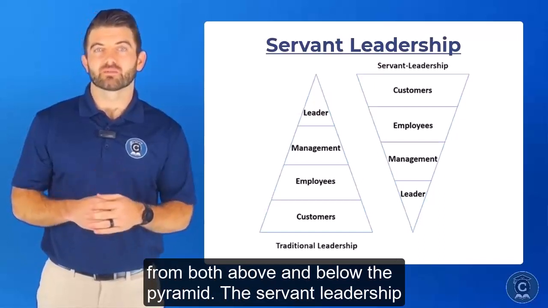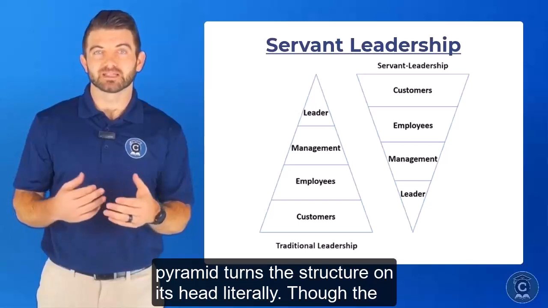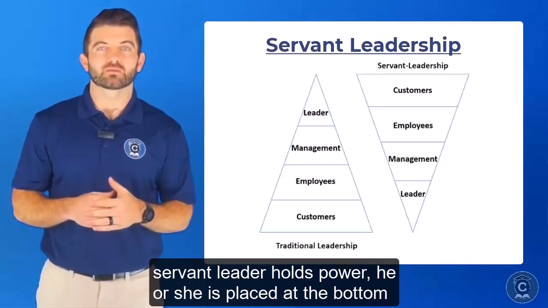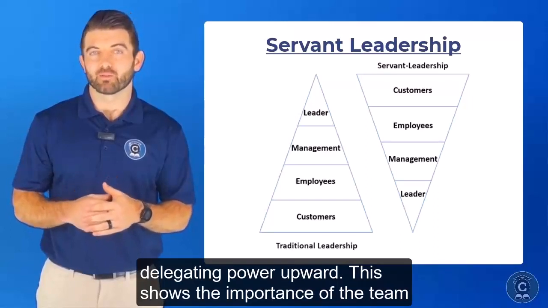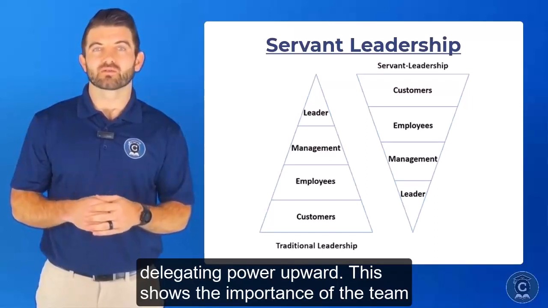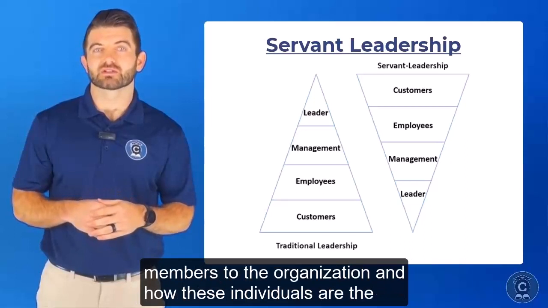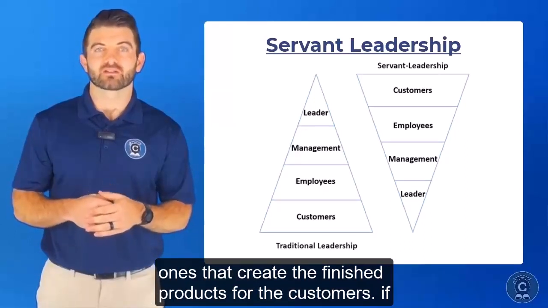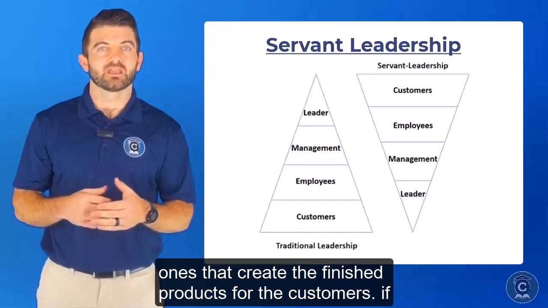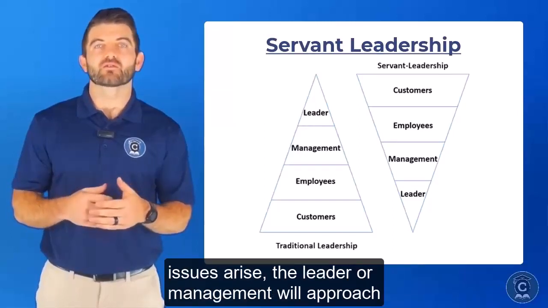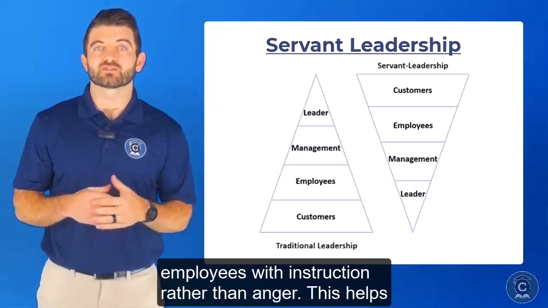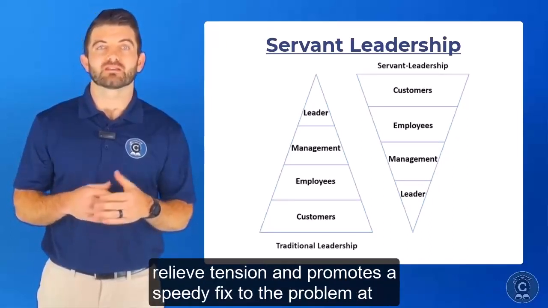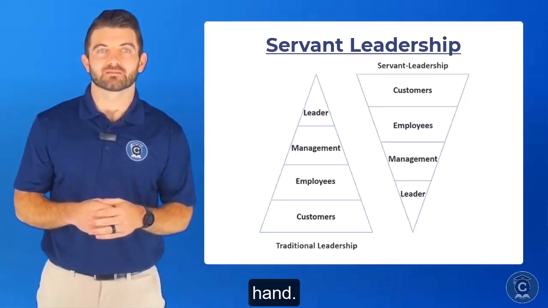The servant leadership pyramid turns the structure on its head, literally. Though the servant leader holds power, he or she is placed at the bottom, delegating power upward. This shows the importance of the team members to the organization and how these individuals are the ones that create the finished products for the customers. If issues arise, the leader or management will approach employees with instruction rather than anger. This helps relieve tension and promotes a speedy fix to the problem at hand.